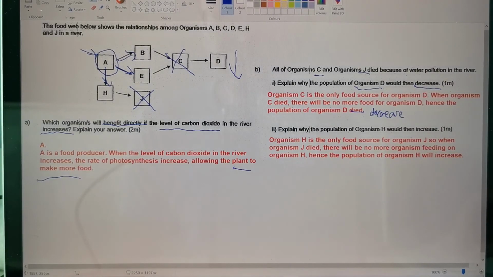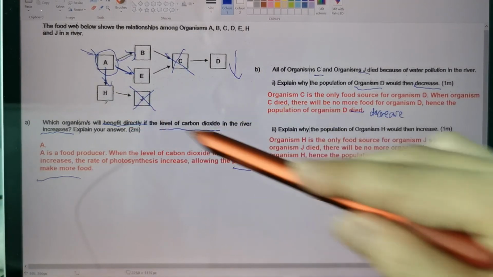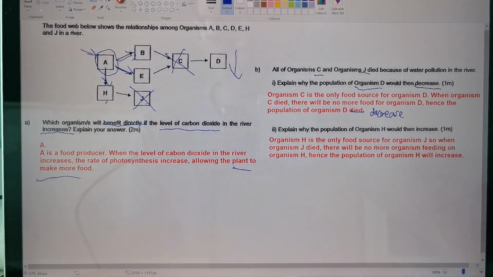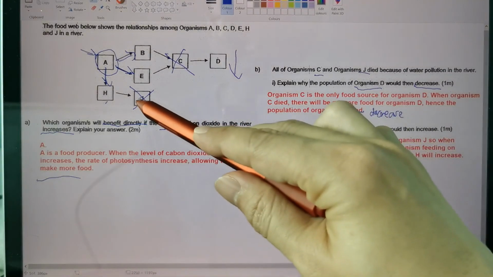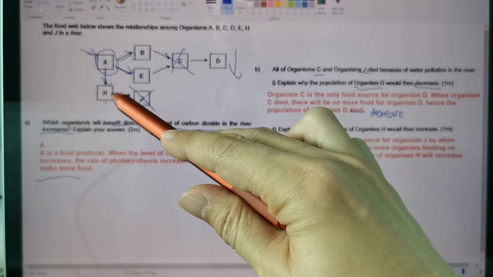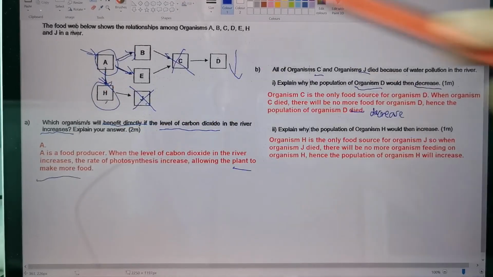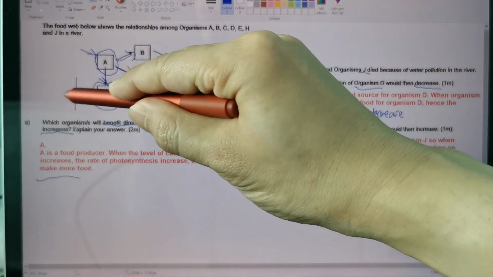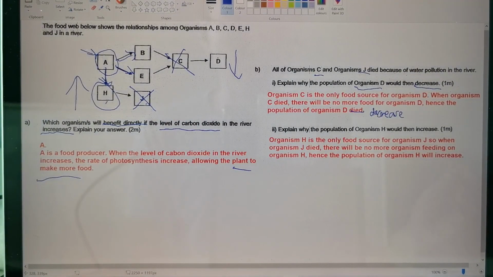Now, B part 2. Explain why the population of organism H would then increase. Look at this. Organism H is the only food source for organism J. So when organism J died, there will be no more organism feeding on H. Hence, the population of organism H will increase. Do you understand this now?